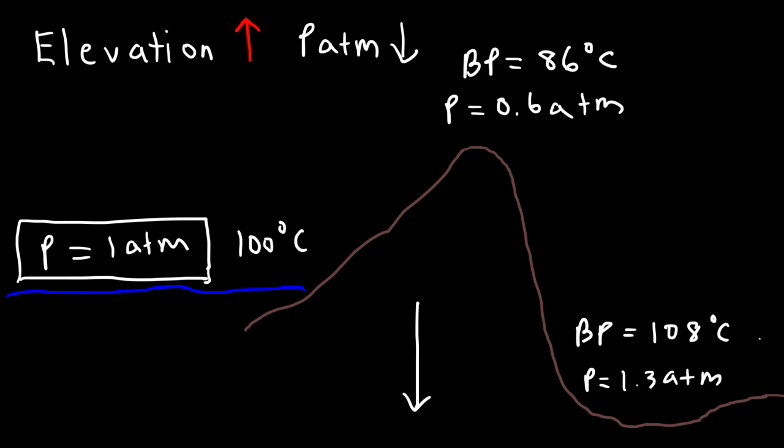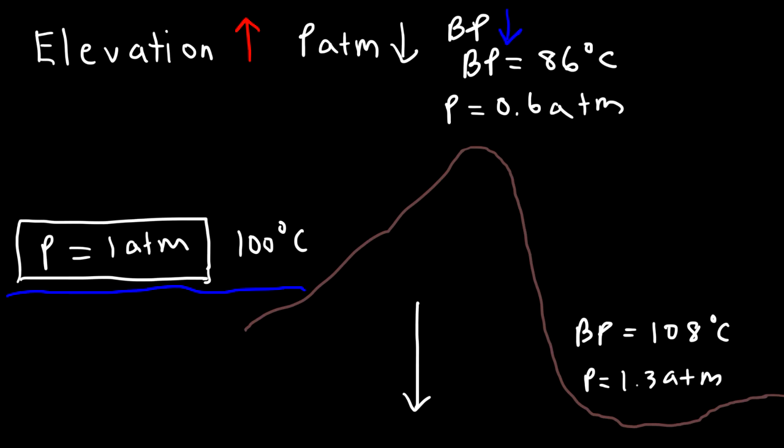And so, it's a lot easier to boil water at the top of a mountain. But deep in a valley or below a cave, if you dig deep into the earth, it's going to be a lot harder to boil water. It's going to require more energy. So as the elevation increases, the atmospheric pressure decreases, and the boiling point of water or of any fluid will decrease as well.